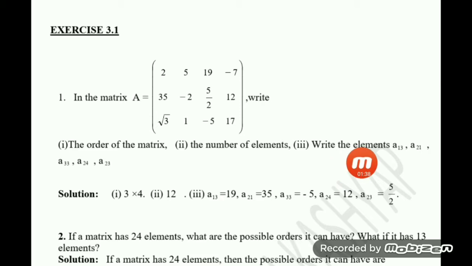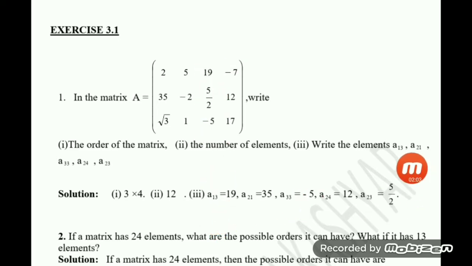Next, you have to write the element a13. Hope you understand the meaning of 1 3. Yes, it is present in first row, third column. So go to the first row. This is your first row, third column: 1, 2, 3. So the particular element in first row, third column is this one. That is equal to 19. So a13 is 19.